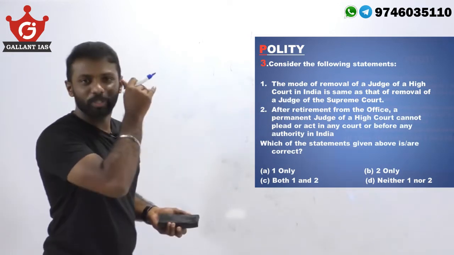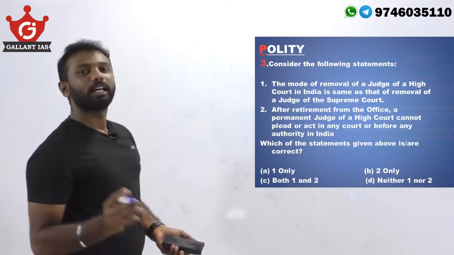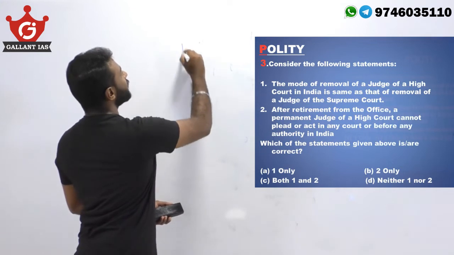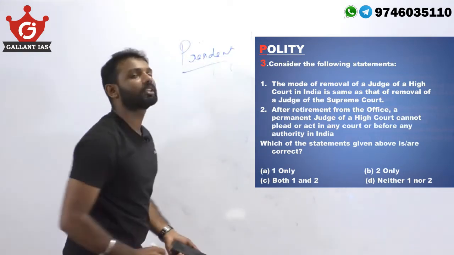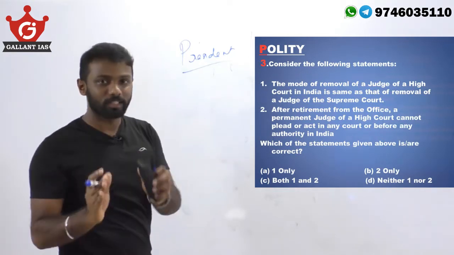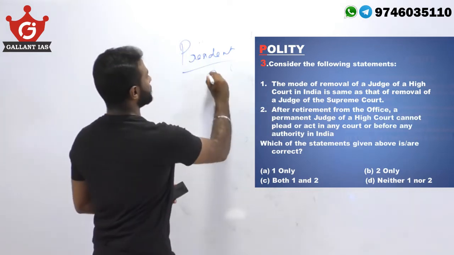So this is regarding the judiciary, that means the removal procedure of judges of the Supreme Court and High Court. So we know that a Supreme Court judge can be removed only by the President of India, after an address made by both houses of Parliament, that means Lok Sabha and Rajya Sabha, passed by a special majority.